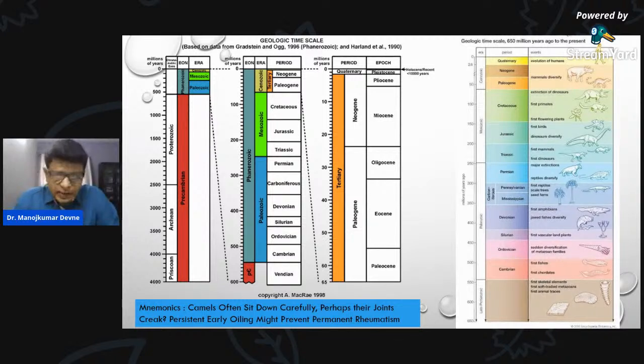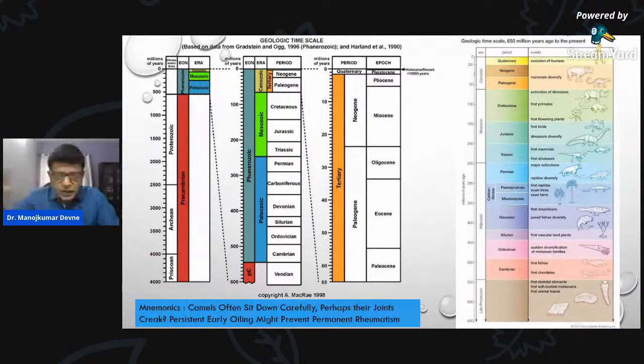Persistent early oiling. Now, this is a mechanical concept, but as I said, mnemonics may not necessarily have a meaning. You have to create a meaning so that you remember it. Persistent early oiling might prevent permanent rheumatism. Rheumatism is, of course, the disease related to joints and cartilages and so on.